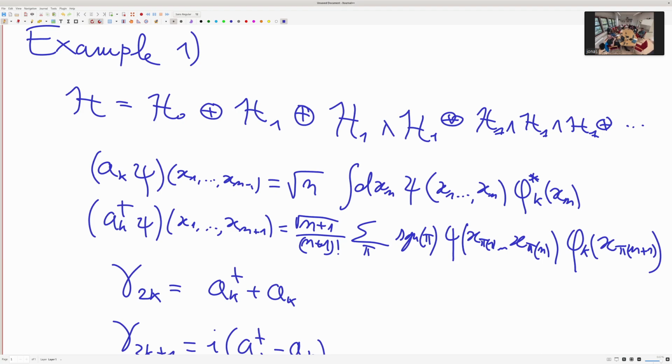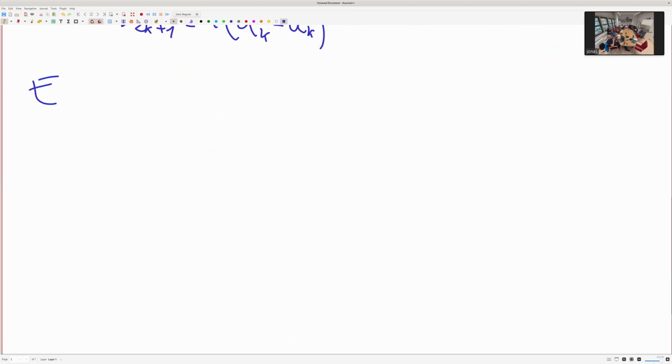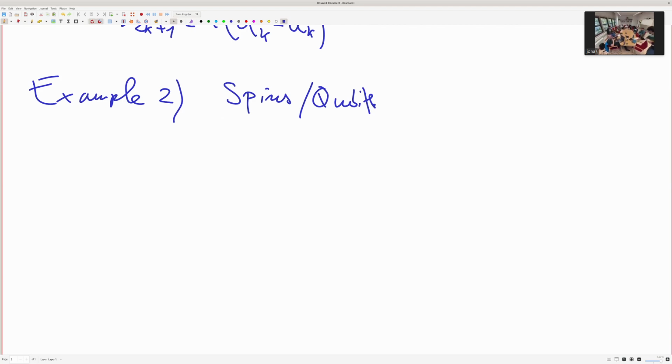Today I wanted to talk about a different set of examples where these operators, or this algebra of operators, can appear, and these are examples that involve spins or qubits, a system of spins. So let's say today I will talk about, actually maybe more than one example, but it's example 2, which is spins or qubits. Okay, so this was just a very quick summary of what happened last time.